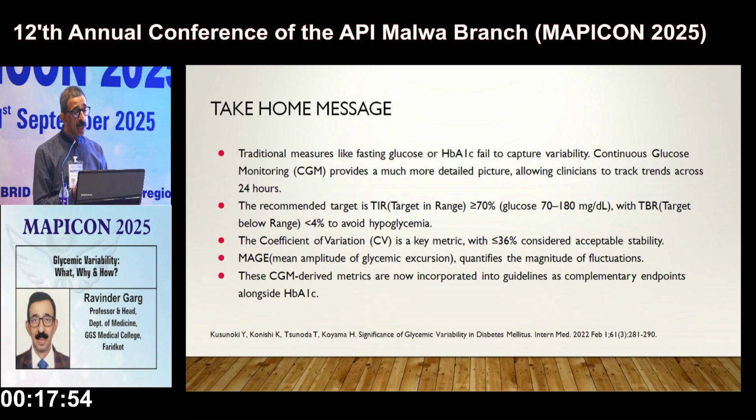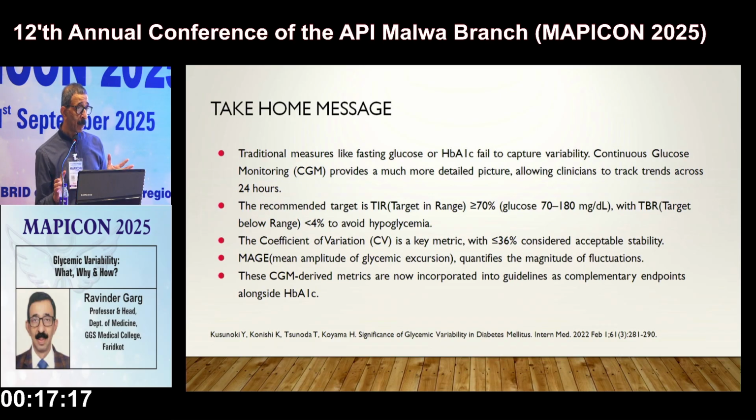So, dear colleagues, in addition to HbA1c, continuous glucose monitoring is very important in monitoring and managing a patient with diabetes, and the recommended time in range should be equal to or more than 70% and time below range less than 4%. Not only that, if we look at glycemic variability, the most important metric is coefficient of variation, which should be less than or equal to 36%, although MAGE and other parameters are also important.